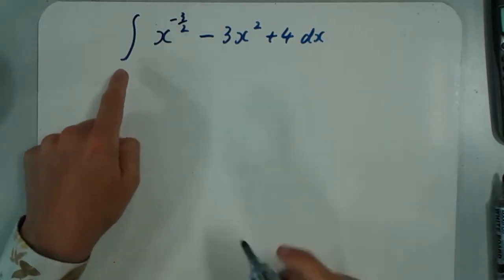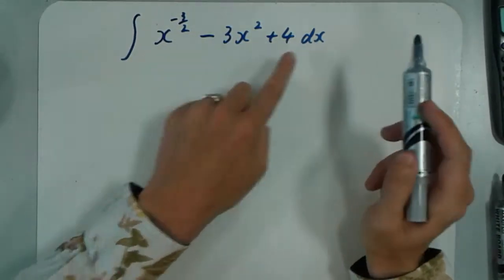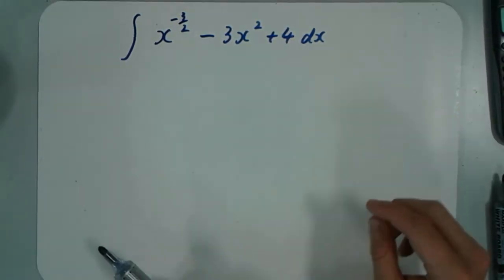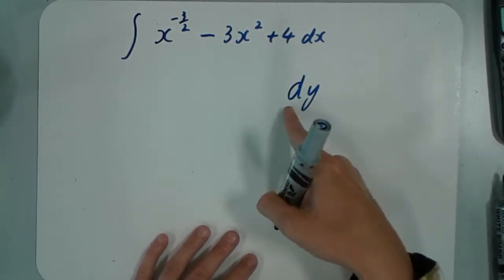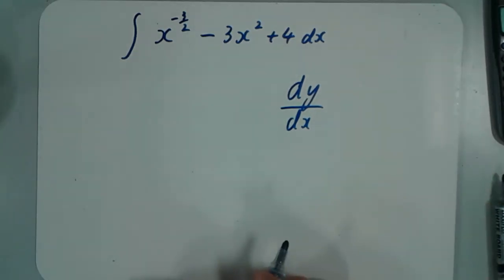Let's just look at this notation. So this is saying integrate this function with respect to x. Just like the dx when we were looking at derivatives told us that we were differentiating y, and then we read the dx as with respect to x.